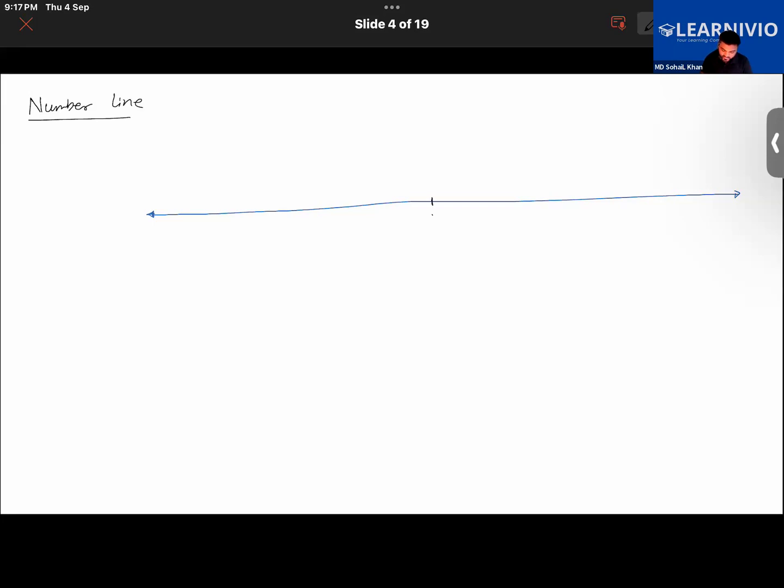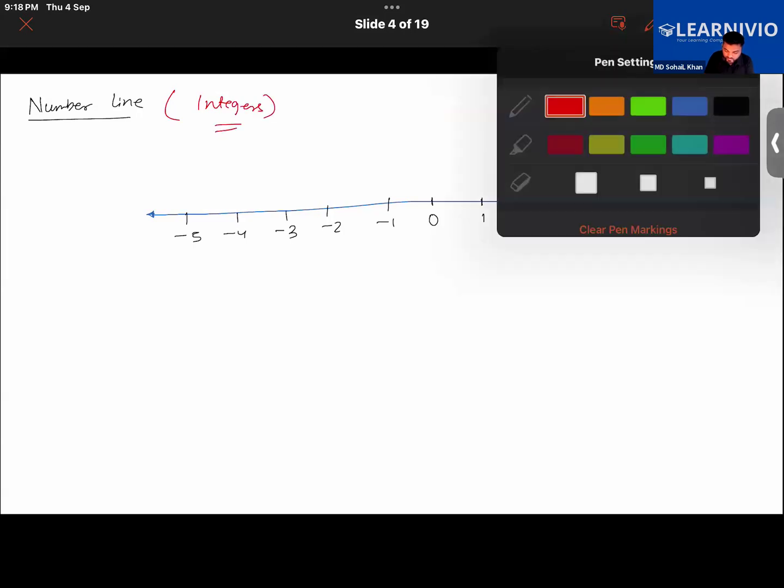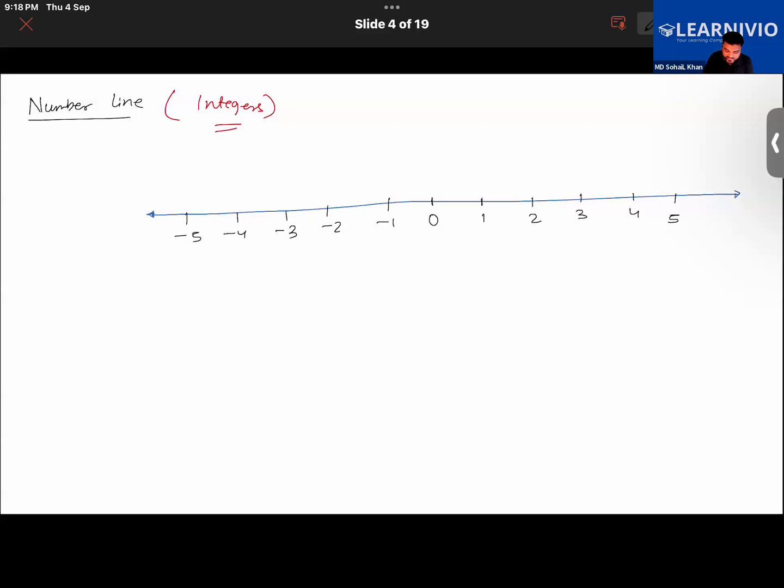As many of you would be aware, this is basically 0 here. That is 1, 2, 3, 4, 5, and so on, and -1, -2, -3, -4, -5, and so on. So on this, we are going to represent the integers. Again, let me tell you what the integers are. Integers are basically a collection of zero, positive numbers and negative numbers.